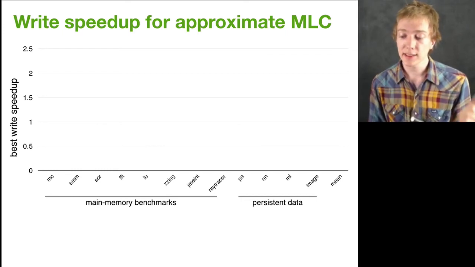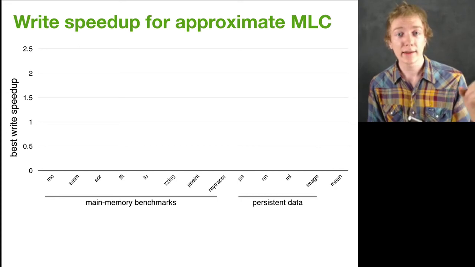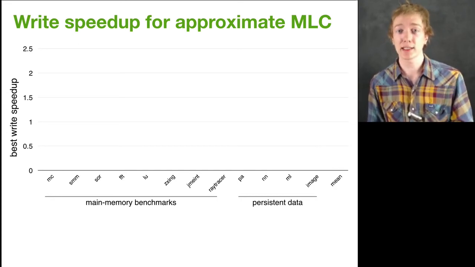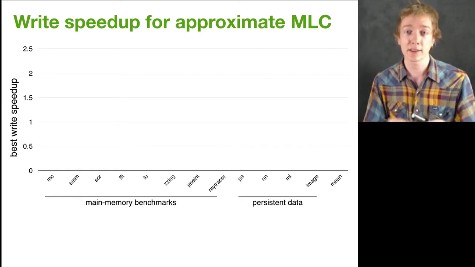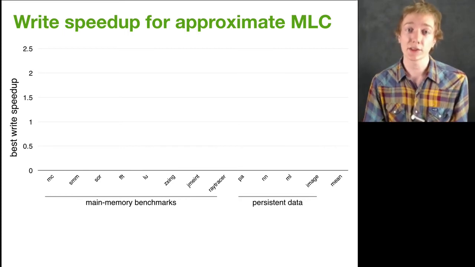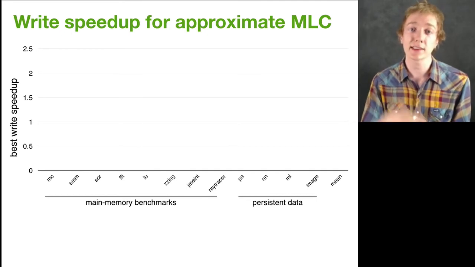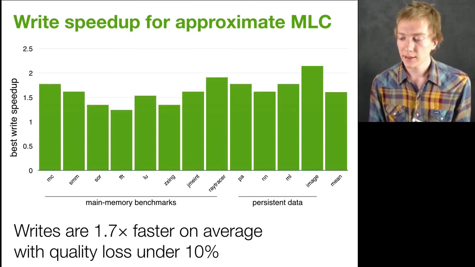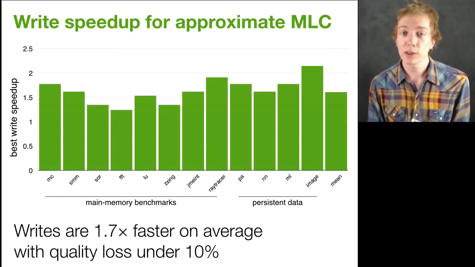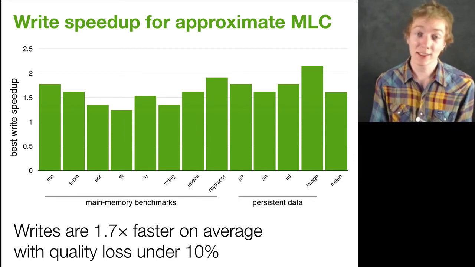And on the y-axis, what you're seeing is the best write speedup when the application output error was limited to 10%. That is, we explored lots of different speeds of writing, lots of different threshold values that led to different numbers of average write cycles for this approximate MLC, and we chose the one that for each application led to less than 10% output error. What you see in these applications is that on average writes are 1.7x faster for approximate data than for precise data when quality loss is limited. You can also see that the main memory benchmarks are slightly less error tolerant than the persistent storage benchmarks.